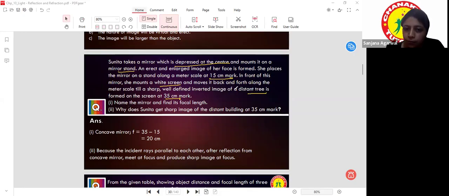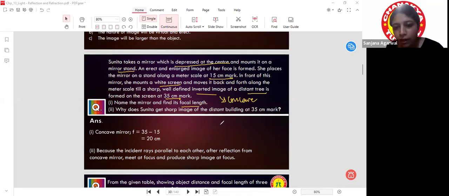As the real and inverted image is obtained, and an inverted image is only given by a concave mirror, because a convex mirror always gives virtual and erect images, the mirror is concave only. Find its focal length. What will be the focal length, children?